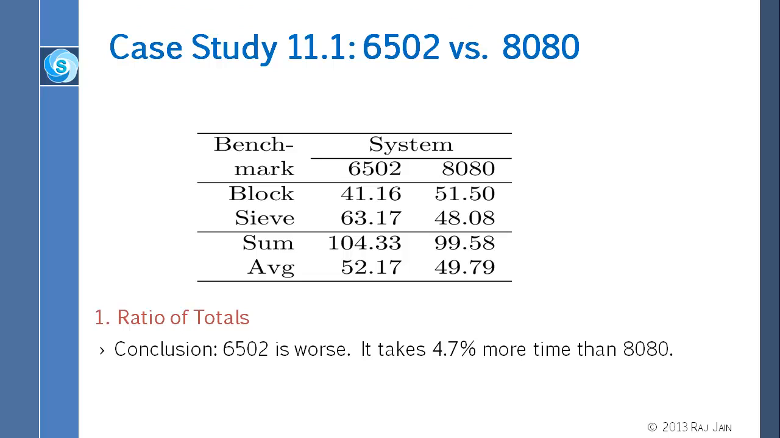You have this performance. If you take the sum and the average, it is 52.17, and I should indicate that this is the time it takes on the benchmark. So that's important, because lower is better. So 52.17 on 6502 and 8080 is 49.79. So the conclusion is that 6502 is worse. It takes 4.7% more time than 8080.